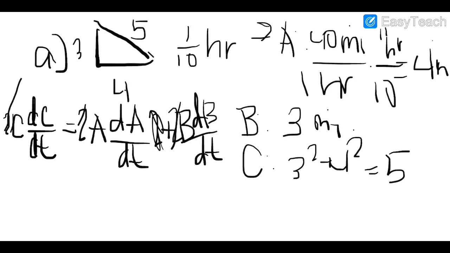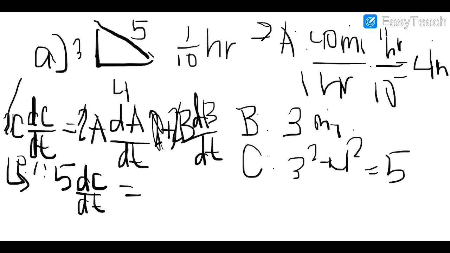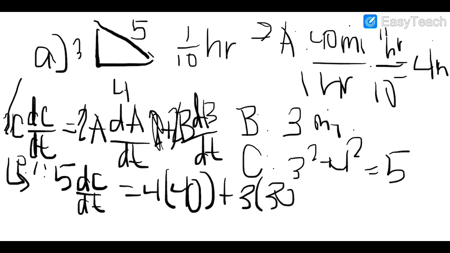So now to solve the equation, we start plugging things in. That's what I read on my paper. Which is going to give us 5 dC/dt, because 5 is C, equals 4, which we just solved, and 40, which is given, plus 3, which we just solved, and 30, which is given.